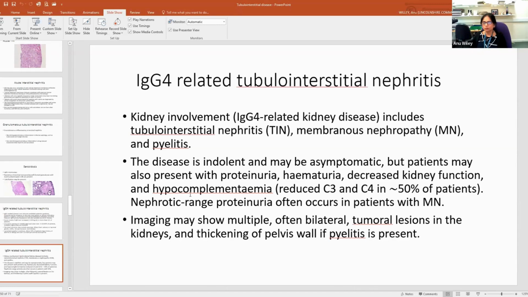Also remember that they present with low complement levels, predominantly C3 and C4, in almost half the patients. If the patient has membranous nephropathy associated with IgG4-related disease, the patient will obviously have nephrotic range proteinuria. On imaging, multiple bilateral tumor-like lesions will be seen within the kidney, and because the patient can present with pyelitis, there will be thickening of the pelvis wall.